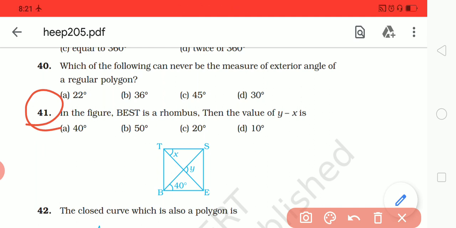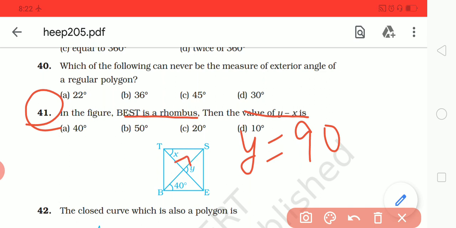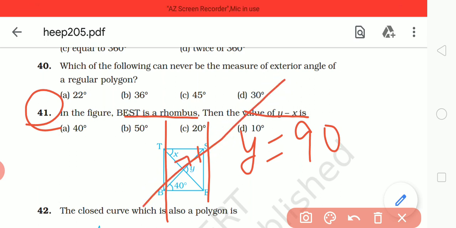So 41st question, the figure is a rhombus and the value of y minus x is. Okay, you have been given a rhombus and also one angle is 40 degrees here, and you have to find y, and then you have to find y minus x also, right? So you know that in the rhombus diagonals bisect each other at 90 degrees, so y must be 90 degrees, right? So this is 90 degrees, students. If it is 40 and you know these two are parallel sides and this is a transversal, this is alternate interior angle, 40 will come at the other place also.